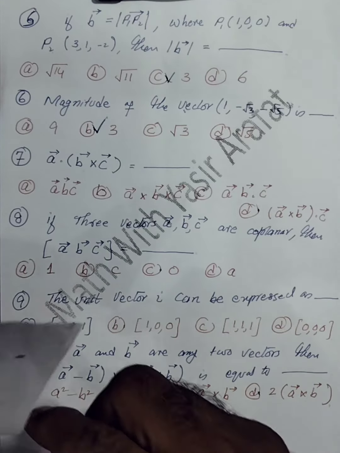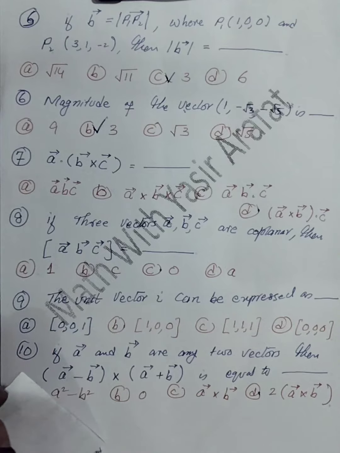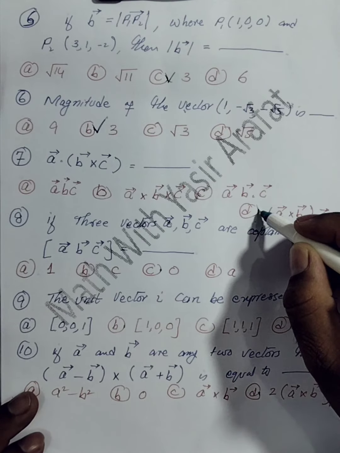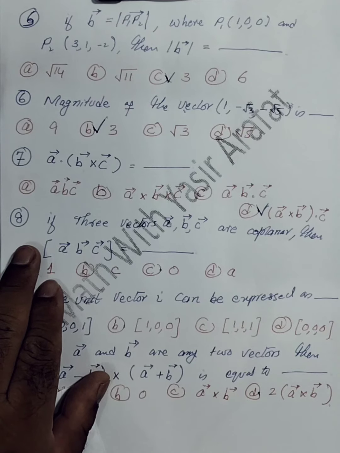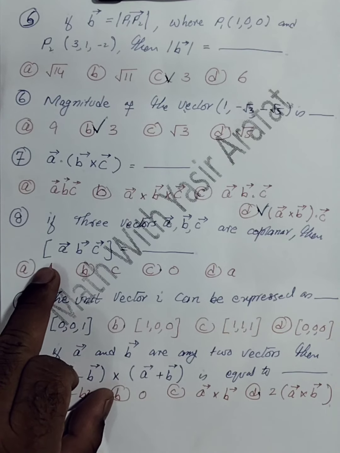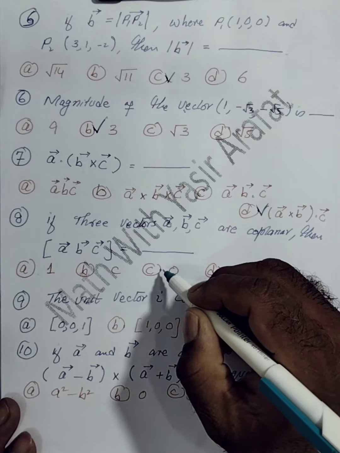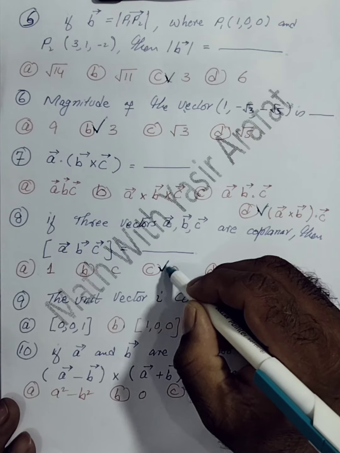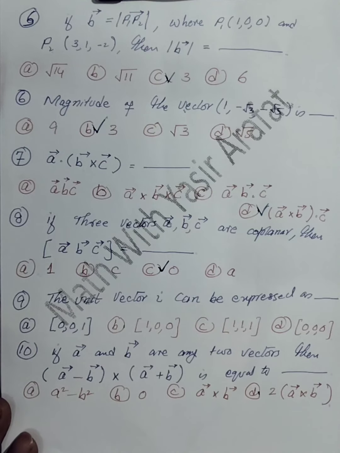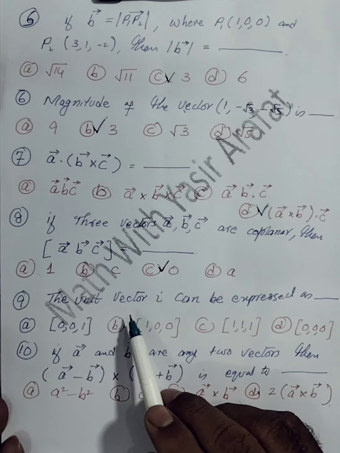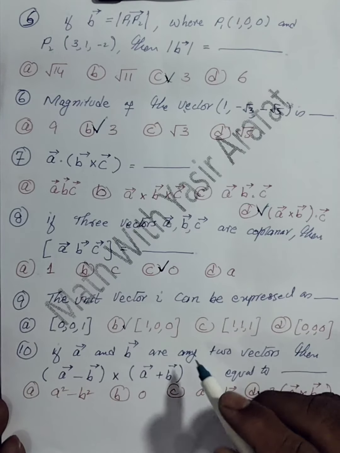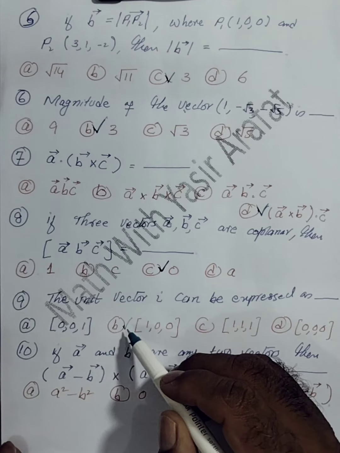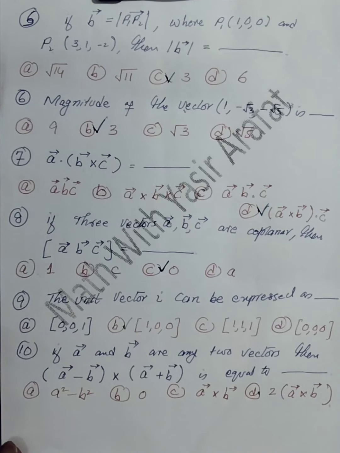Now come to the 7th MCQ. A dot B cross C will be equal to A cross B dot C. The D option is correct for the 7th MCQ. Now come to the 8th MCQ. If three vectors A, B, C are coplanar, then this will be equal to 0. The unit vector i can be expressed in the form of (1, 0, 0). So the B part is correct for the 9th MCQ.